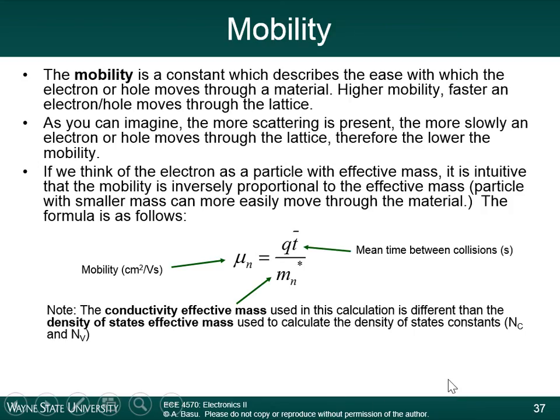In the numerator, we have the mean time between collisions. The less frequently an electron collides with something, the faster it's going to move through the lattice. This is why it appears in the numerator. Just a small note here, this is called the conductivity effective mass. It's different than the density of states effective mass used in the calculations of NC and NV. You don't really need to remember that because we did not go into the details of it in this class, but just know that it's different.